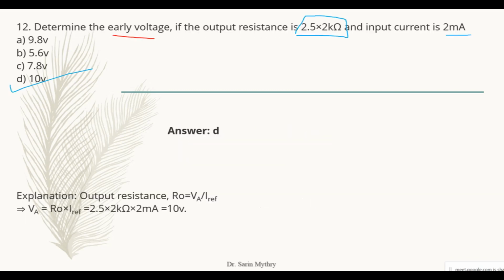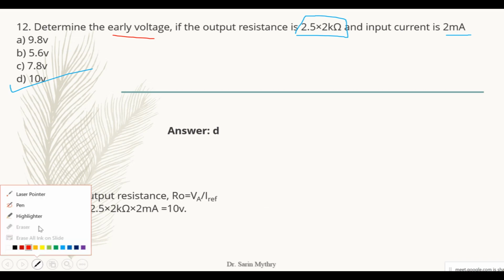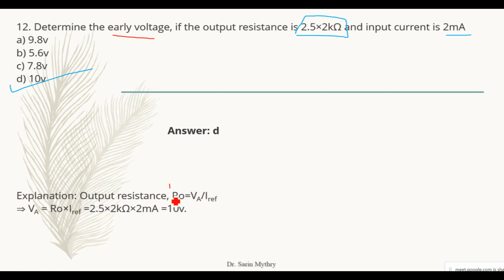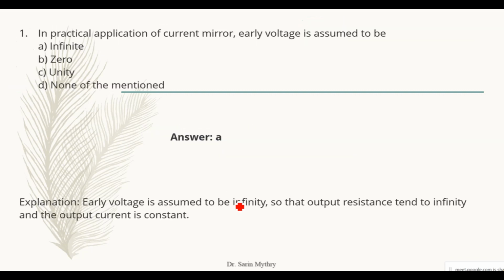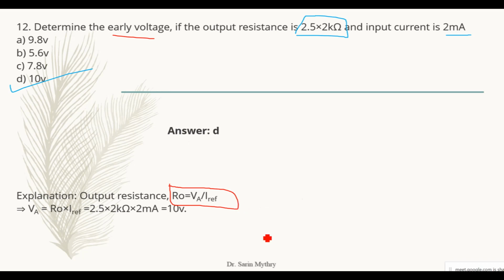See the formula here that we have seen: RO equal to VA into I reference. Early voltage VA is equal to RO into I reference. So ultimately, whenever this one is infinite, the RO also will become infinite.